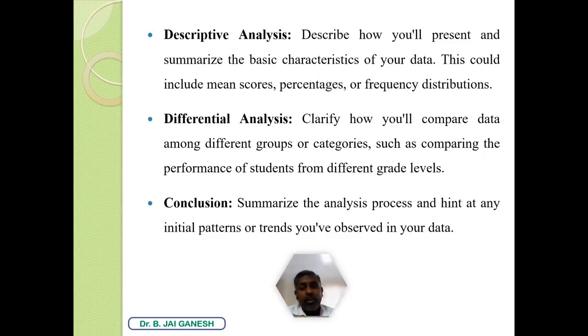And finally, we have to summarize the analysis process and hint at any initial patterns or trends you have observed in your data. Usually after completing the analysis, we have to come to a conclusion about how many hypotheses are rejected, how many hypotheses are accepted, and why the hypotheses are rejected, and we have to mention the reason for that. So this is the basic concept we are trying to find in chapter 4.